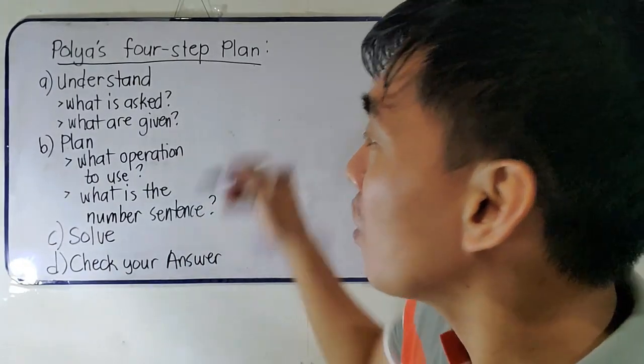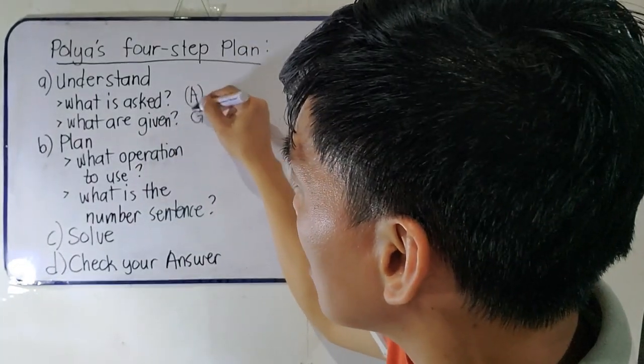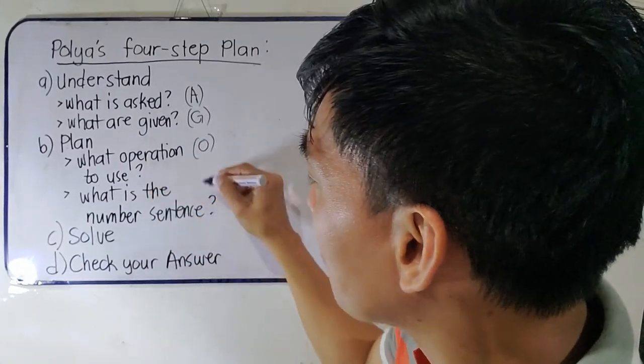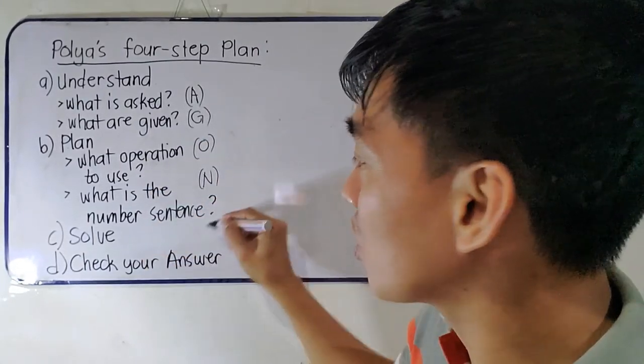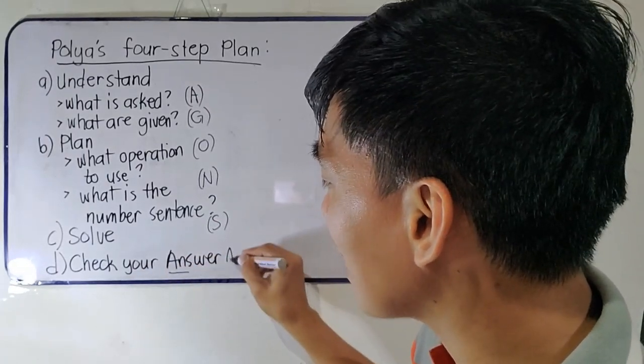For example, what is asked, we will use A. What are the given? G. What operation to use is O. Number sentence is N. You need to solve it, that's S. And of course, you check your answer, so that's A.